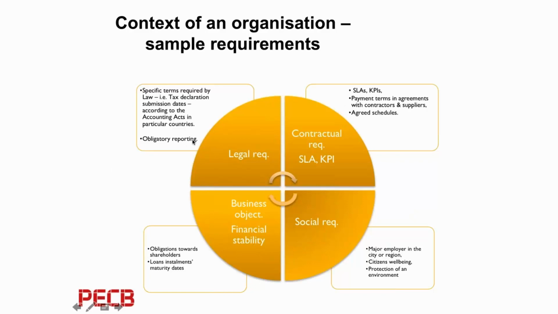And here we have some sample requirements. I talked about most of them, so just briefly: in legal requirements, an example is the tax declaration submission dates, that they will be submitted on a particular day, and of course that they will be accurate. Then in the second quarter, regarding contractual requirements, we have SLAs, KPIs, but also payment terms in agreements with our contractors and suppliers. And in financial stability, an example is obligations towards shareholders. If we promise them a premium on the investment, let's say a dividend of 10% within the next year, then they are very much interested in the company not losing money, not getting significant losses, for instance, from business interruptions.